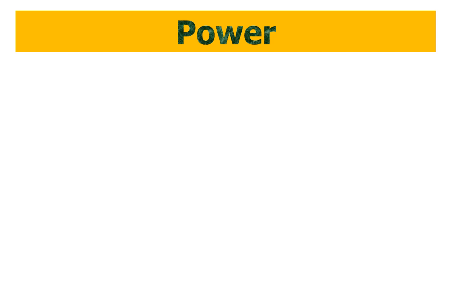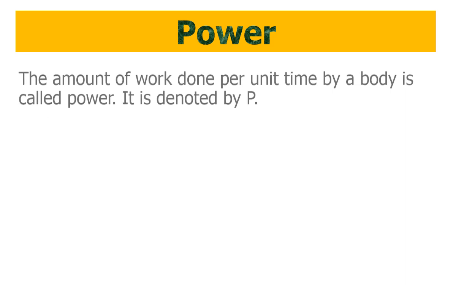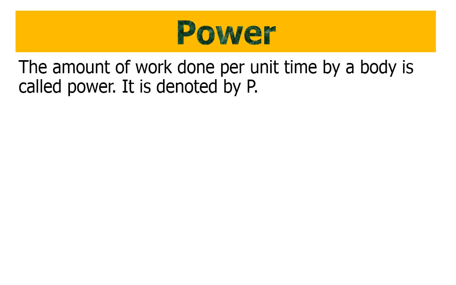Let us have a look at power. The definition of power is the amount of work done per unit time by a body. It is denoted by P, and if W amount of work is done in time t, then the formula of power will be P equals W by t.